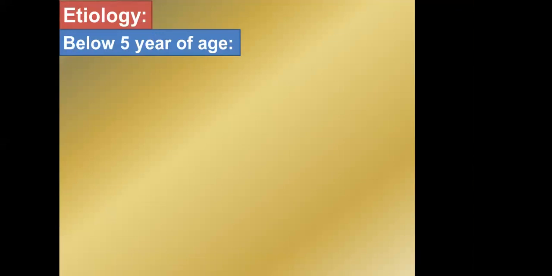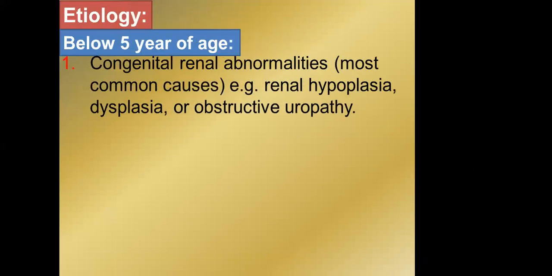What is the etiology of chronic kidney disease? It depends on the age of the patient and differs with different ages. In patients below 5 years of age, the most common cause is congenital renal abnormality, for example renal hypoplasia, dysplasia, or obstructive uropathy. Hypoplasia means underdevelopment of the kidney, and dysplasia means abnormal development of the kidney, or there is obstructive uropathy, which, as I said in the previous lecture, must be bilateral, most commonly posterior urethral valve.